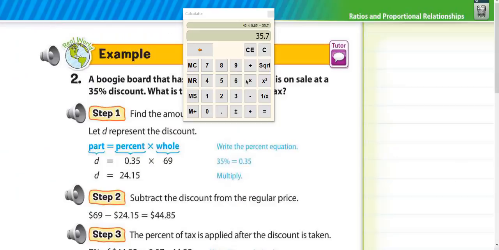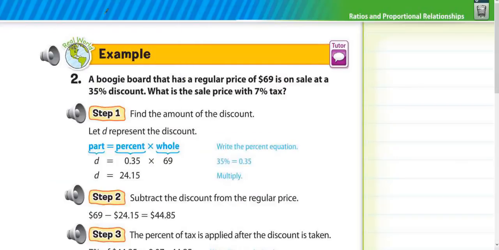Okay, let's take a look at the next page. Get rid of this calculator again. So here's another example. You have a boogie board that regularly sells for $69. It's on sale at a 35% discount. What's the sale price with 7% tax?